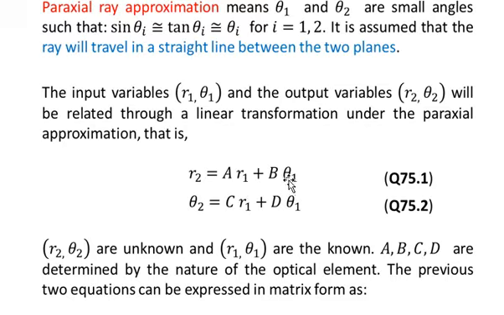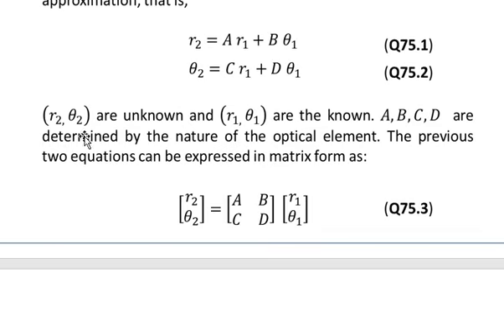You see that R1 and θ1 are our inputs and R2 and θ2 are our outputs, and A, B, C, D are the elements that represent the characteristics of the optical system that we have just mentioned. So equation number 1 and equation 2 are our two equations. These are linear equations because R1 and θ1 each have a power of 1. So these are the linear transformation equations. Now R2, θ2 are unknown and R1, θ1 are known. A, B, C, D are determined by the nature of the optical element.